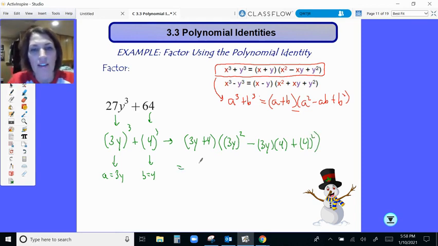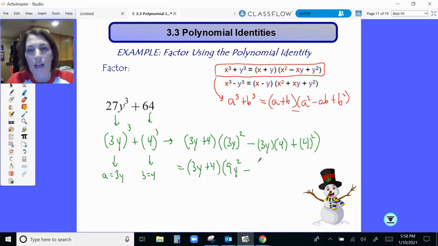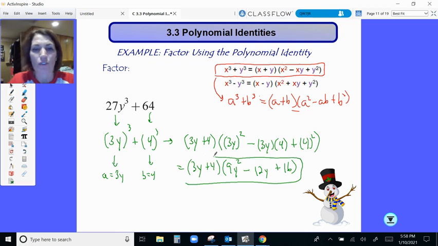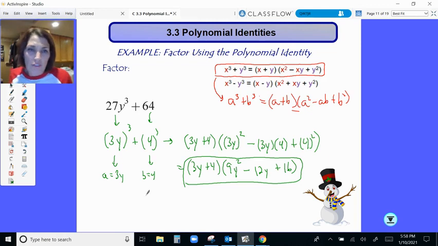So I'm going to simplify that. That's going to be 3y plus 4 times 3 squared is 9y squared, minus 3 times 4 is 12y, and then plus 4 squared is 16. And that is factored. So this is the factored form of 27y cubed plus 64. It's really just identifying what my cube roots are. That's going to become my a and b, and then just plugging it into this form here. Try to memorize this form because it's going to be very important when we start solving polynomials next week. So make sure you know that.